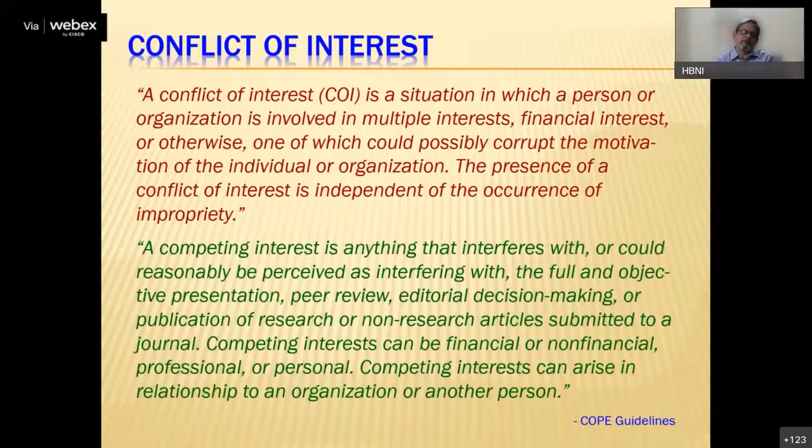Now the reasons why this can happen is that they can be financial or non-financial. They can be professional or even personal. So these competing interests can arise in relationship to an organization or another person. When we proceed further in the lecture, it will become more and more clear how these competing interests can manifest themselves in various ways.